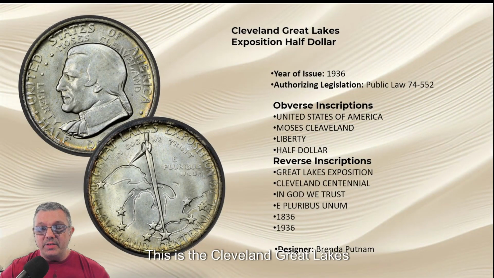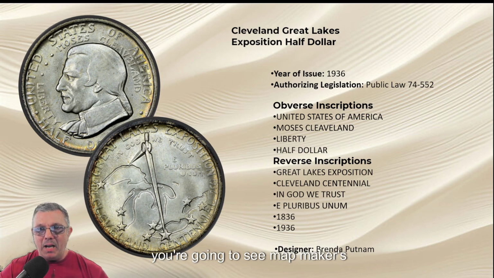This is the Cleveland Great Lakes Exposition, the 100th anniversary of the city of Cleveland. Again, the obverse, Moses Cleveland there, for which the city is named after. And then on the reverse, you're going to see a mapmaker's tool. Now you'll see the Great Lakes and the various cities that are located along the Great Lakes. It's kind of a map, if you will.